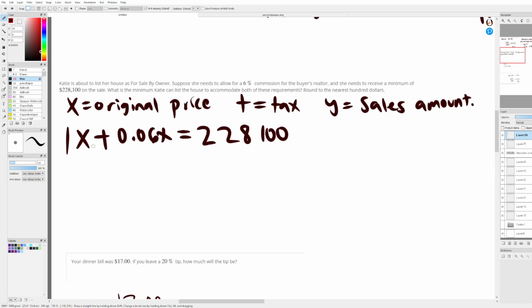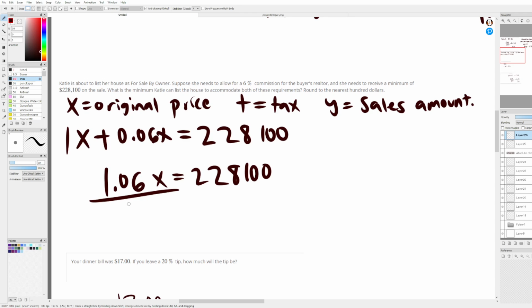And then we know that anything times 1 is itself. So we can do 1x plus 0.06x. We add those together to 1.06x is equal to $228,100. Divide both sides by 1.06 to get x by itself.